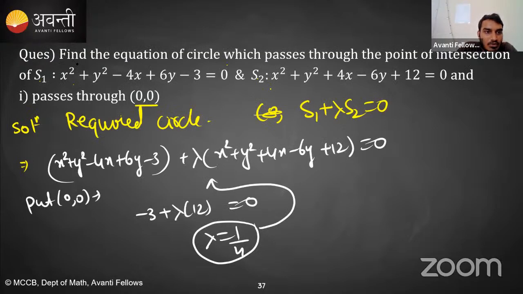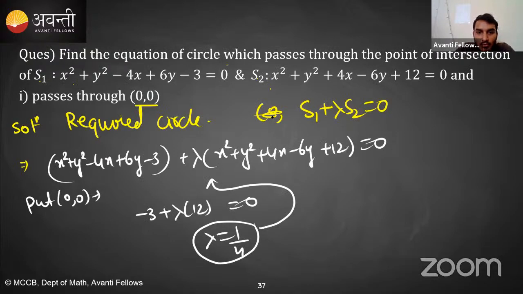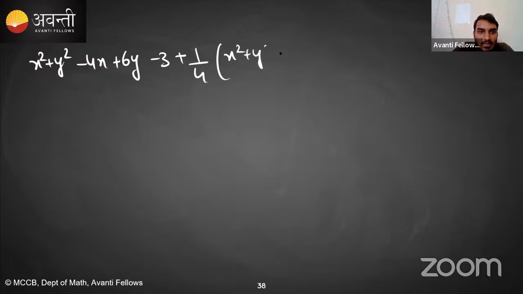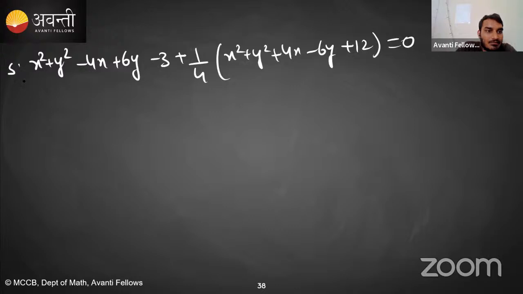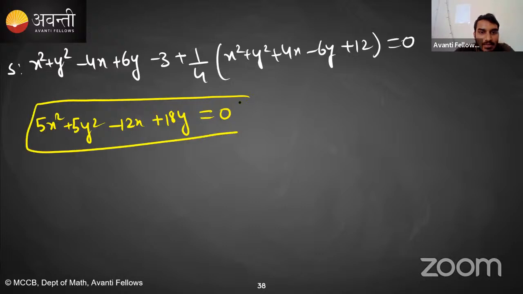So what are you getting? x square plus y square minus 4x plus 6y minus 3 plus 1/4 into x square plus y square plus 4x minus 6y plus 12 is equal to 0. Right? Take the LCM. What does the circle come to? 4x square... can you solve this? Can you solve it? Then I will write it directly. Okay, you can solve it, right? Take the LCM. So 4x square plus x square is 5x square, 4y square plus y square is 5y square, minus 16x plus 4x is minus 12x, minus 24y plus 18y is minus 6y, minus 12 plus 12 is 0, equal to 0. So this is the required circle.